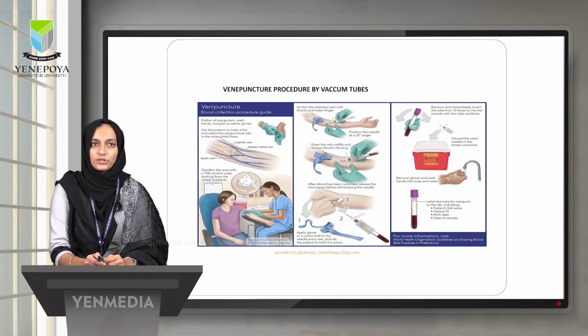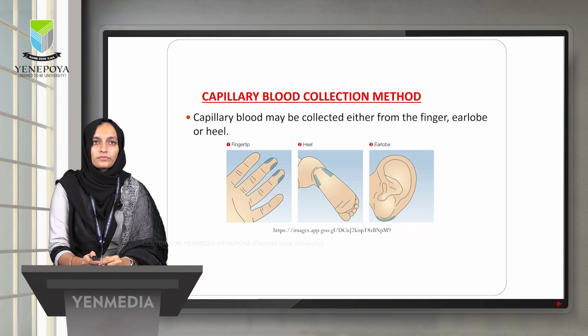Here also we have to disinfect the area with a 70% alcohol swab, in a circular motion, that is, from the center to the periphery. After collecting, we have to discard the needle in the sharps container, and after collecting the tube we have to just turn it upward and downward. We have to mix the sample like this, then label the tube for transport.